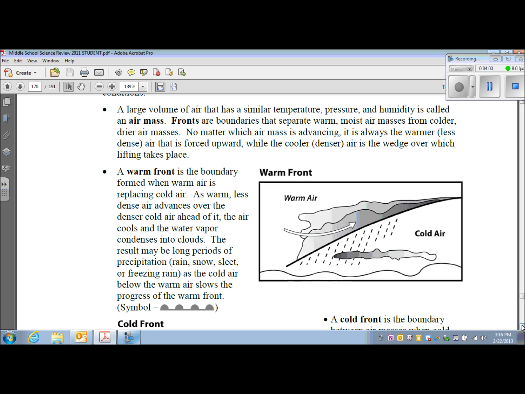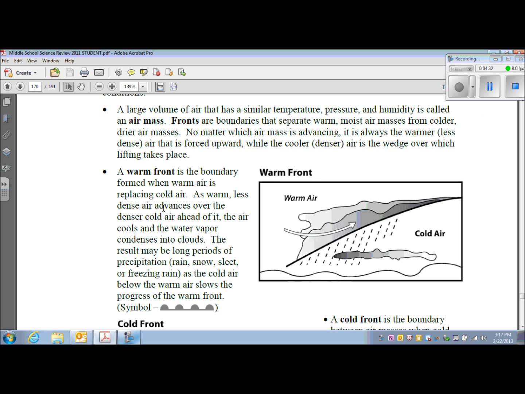No matter which air mass is advancing, it is always the warmer, less dense air that is forced upward, while the cooler, denser air is the wedge over which lifting takes place. A warm front is the boundary formed when warm air is replacing cold air. As warm, less dense air advances over the denser, cold air ahead of it, the air cools and the water vapor condenses into clouds.